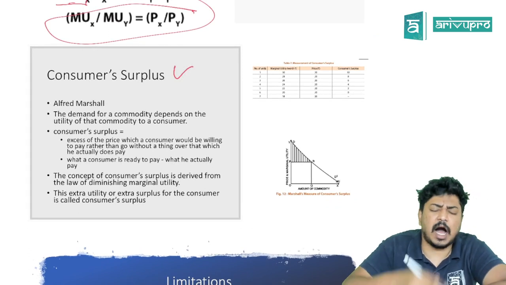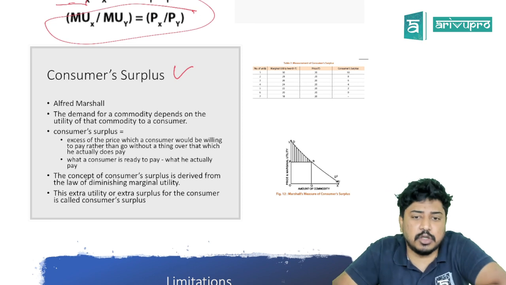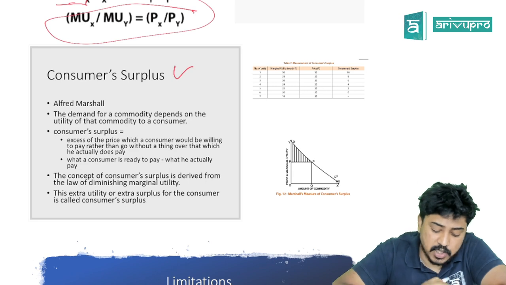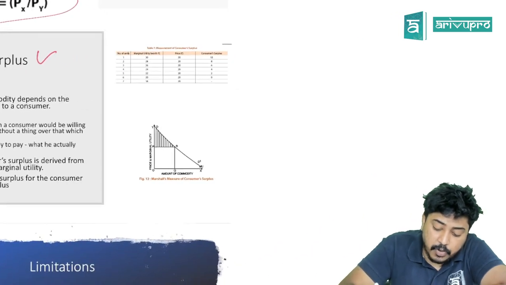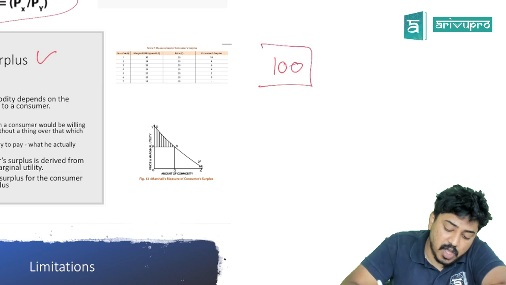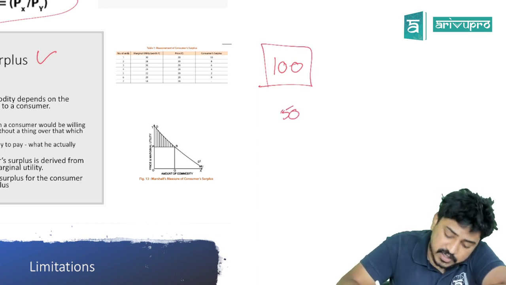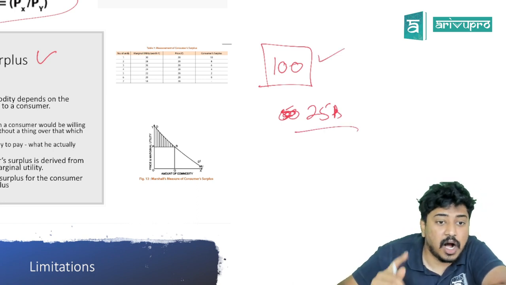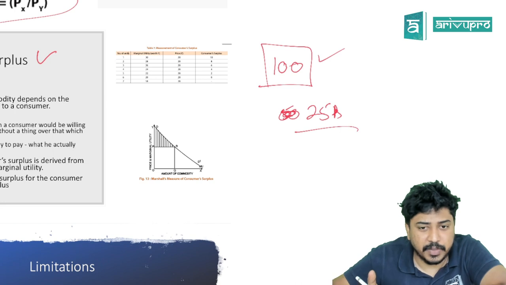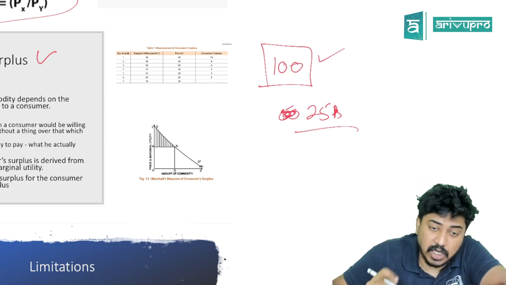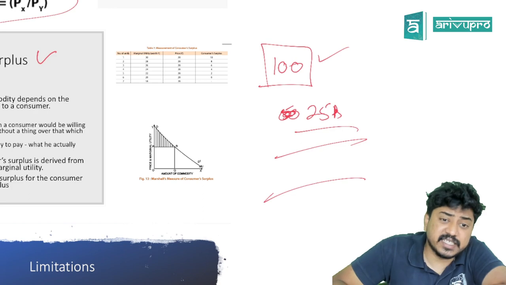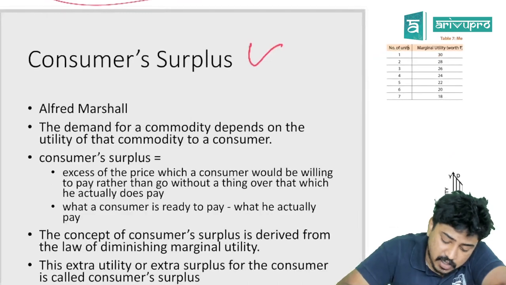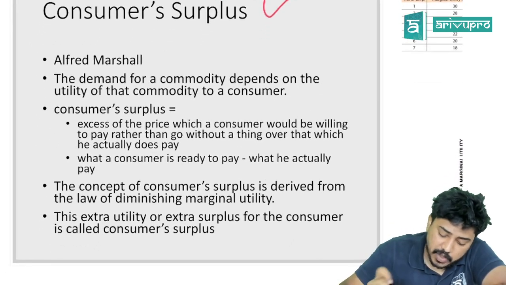After this concept, there was a side concept also. What is that? That side concept is consumer surplus. What is this consumer surplus? Sir, for a product I get a satisfaction of 100, but I paid only 25. I am willing to pay 100 rupees, but I paid only 25. So what is the excess satisfaction I got? 75. We call this consumer surplus, right? We call it consumer surplus.